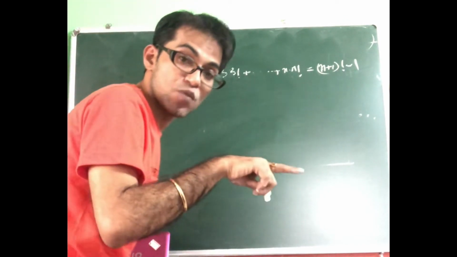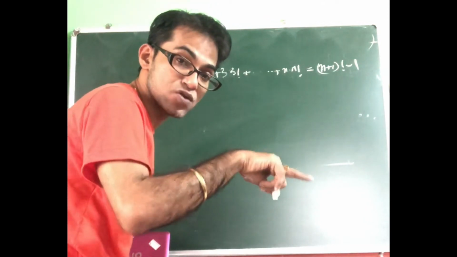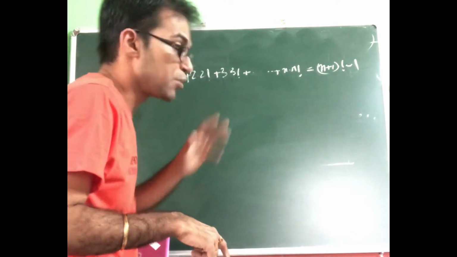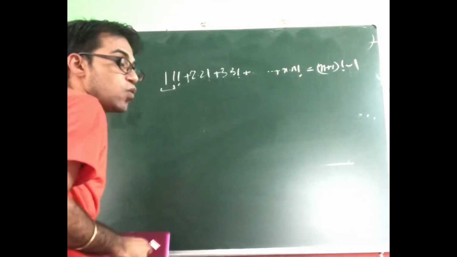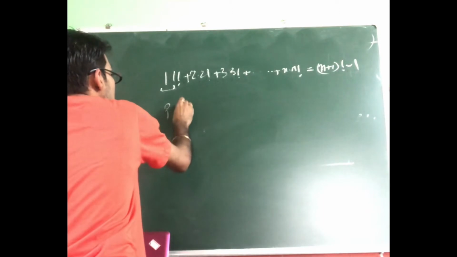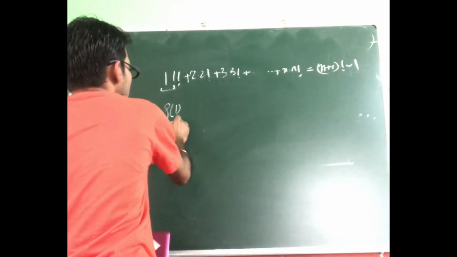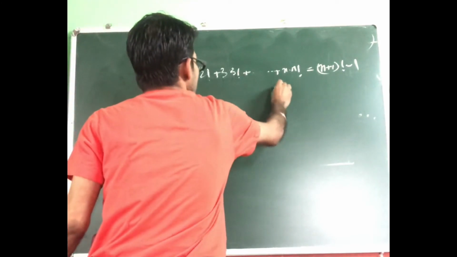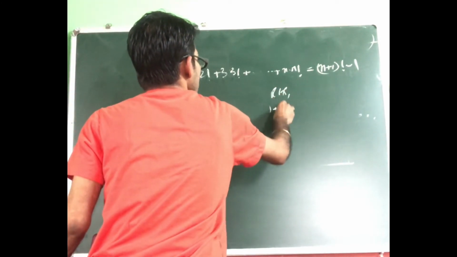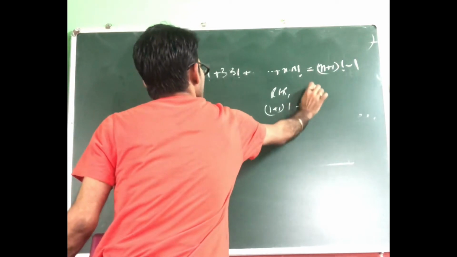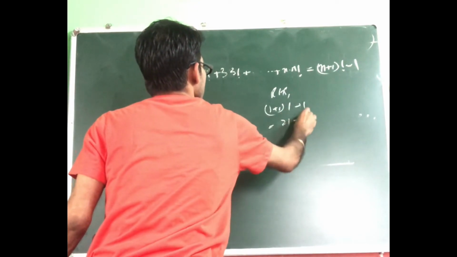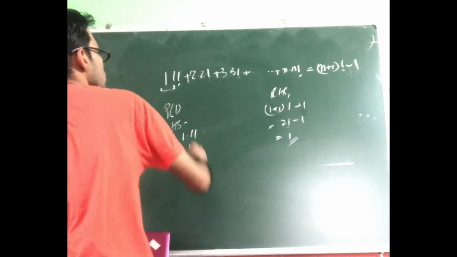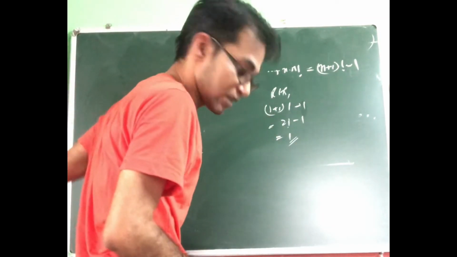In order to prove this using induction, the first thing I need to do is prove the base case. In this case the base element is 1. So if I use P1 as the base element, on the left hand side I have 1 into 1 factorial, which is 1, whereas on the right hand side I have 1 plus 1 factorial minus 1, which is 2 factorial minus 1, which basically is 1. So the left hand side and right hand side are equal, so the statement holds true for the base case.